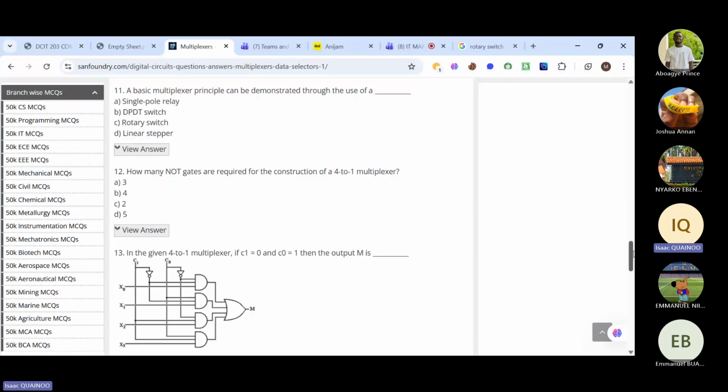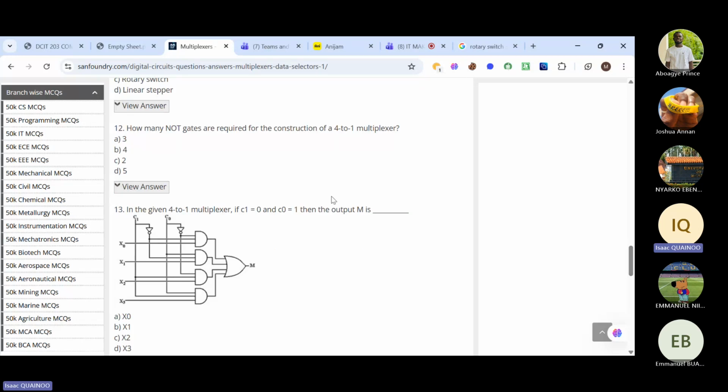All right, so that is it. So let's go to question 12. How many NOT gates are required to construct a 4:1 multiplexer? How many NOT gates are required to construct a 4:1 multiplexer? 2. Okay, so we all agree with 2, right? Yeah. Okay.